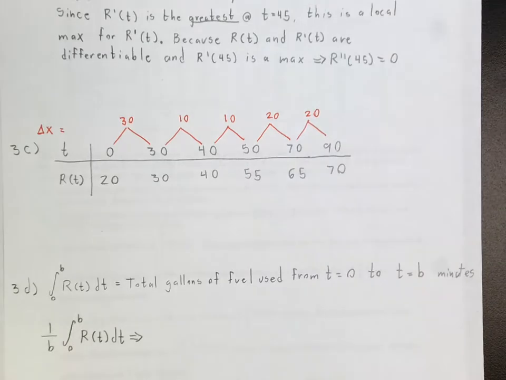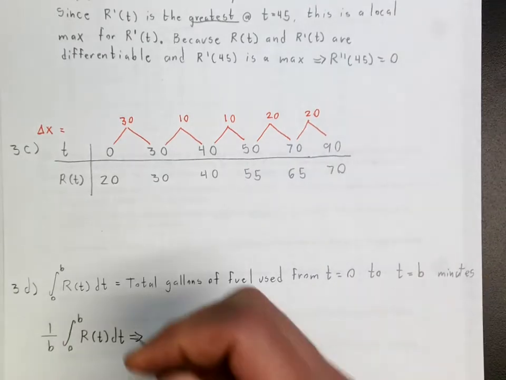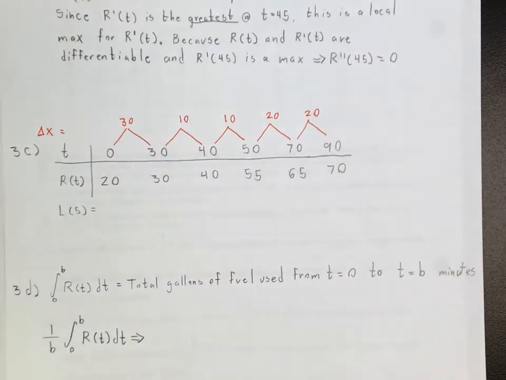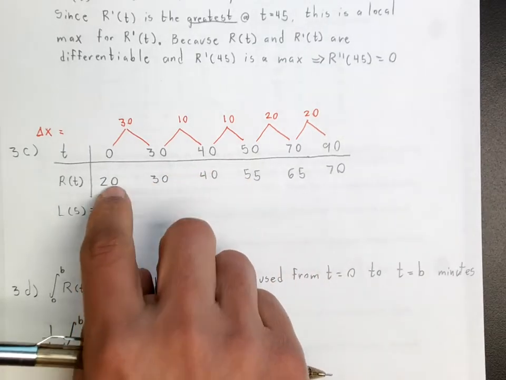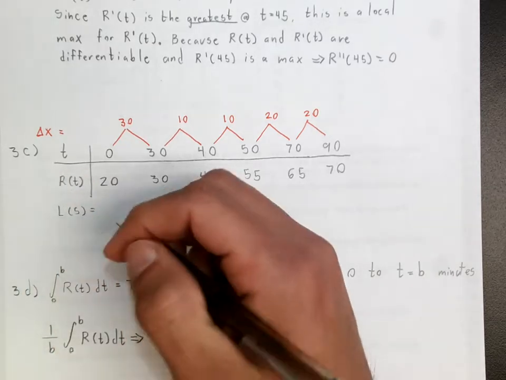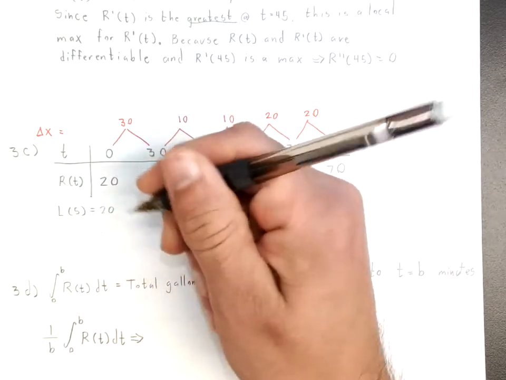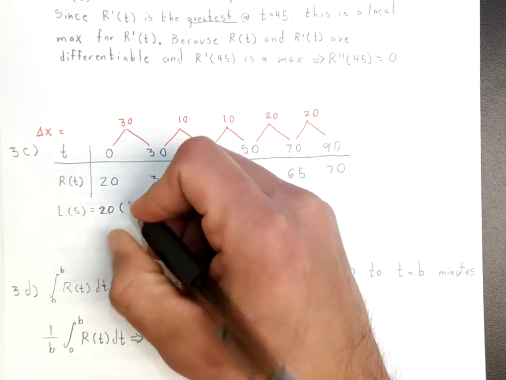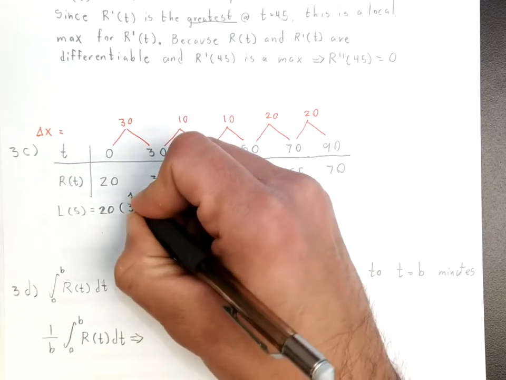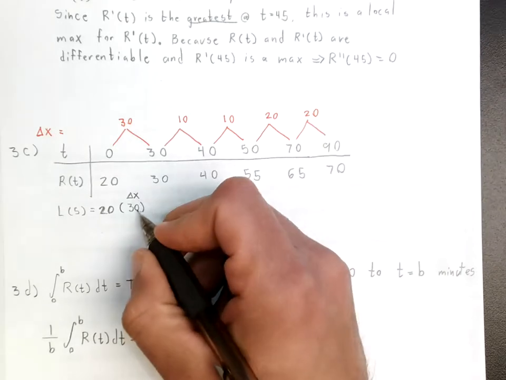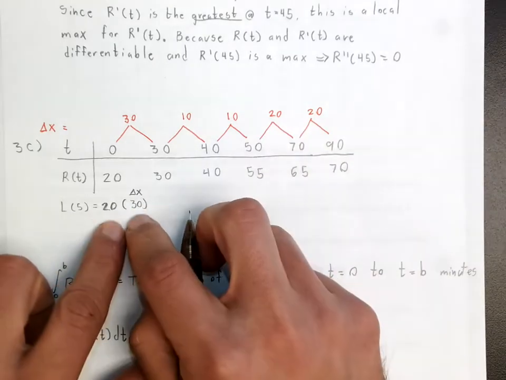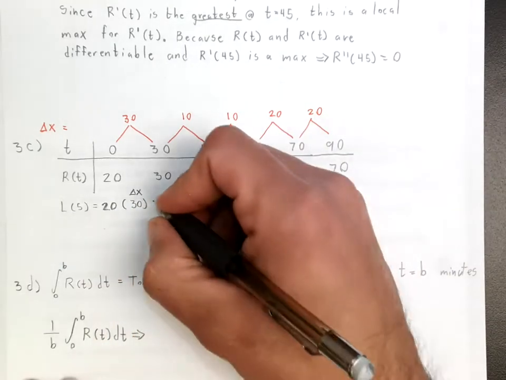Now what we're going to do here is find L of 5. Notice that again, delta x is different every single time, and we're looking for the left sum. So between those two, the left point would be this one, so we're going to have 20 times 30. I can't really do this any faster than this. Now 30 in this case is the delta x, so this is basically the width of the rectangle, and this 20 is the height. Yes, 20 is the height, 30 is the width.